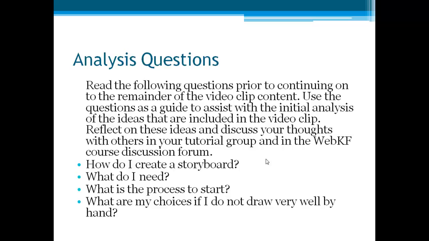Analysis questions. As we commence this module, I would like you, in your tutorial group and in WebKF, to discuss the process of creating a storyboard and ask yourself the following questions. How do I create a storyboard? What do I need? What is the process to start? What are my choices if I do not draw very well by hand? This will help you think through the concepts and ideas covered in this module.